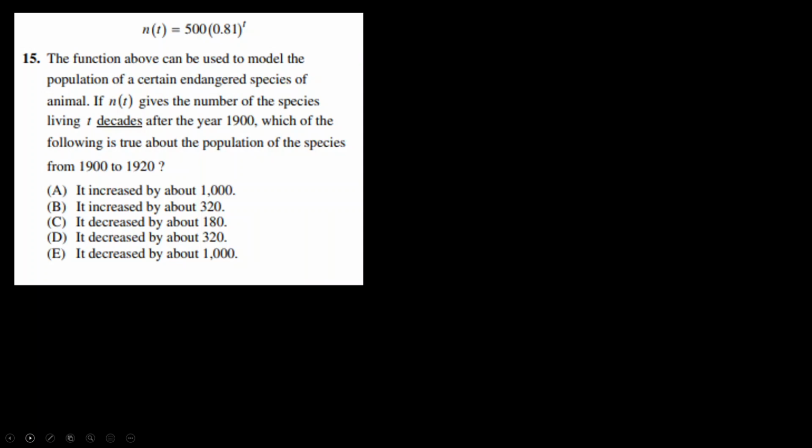The function above can be used to model the population of a certain endangered species of animal. If N(t) gives t as the number of decades after the year 1900, which of the following is true about the population of the species from 1900 to 1920? So we want to know what it is at 1900, what it is at 1920, and then what the difference is.